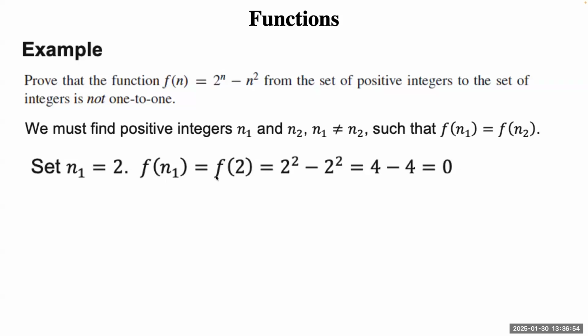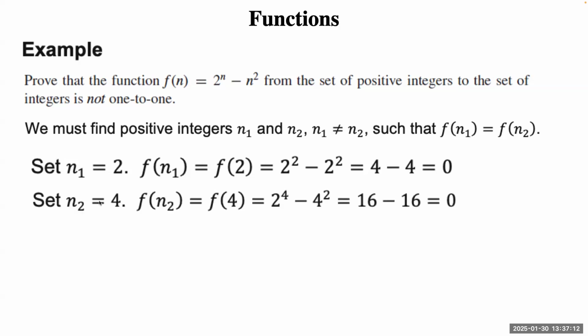So what's f of n1? Well, it's f of 2. So what does f of 2 mean? It means whatever I plug in for n here, I plug in for n in the formula up here. So that's 2 to the 2 minus 2 squared, which is 4 minus 4, which is 0. Okay, so far so good.